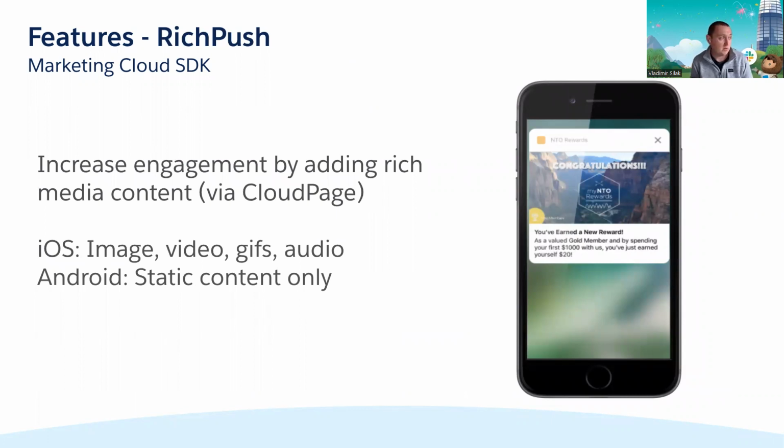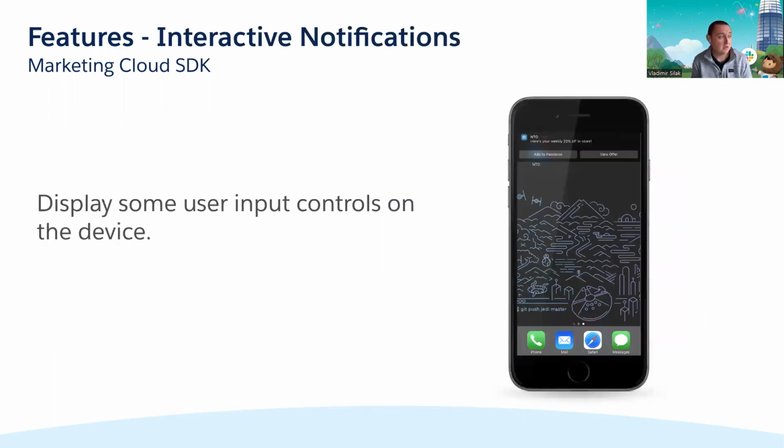Rich push, we spoke about that briefly, but in essence, it's just the ability to add rich media content through the cloud page. So you've got image, video, GIFs, audio. On Android, it's only static content. So there's a difference between different providers, and it's important to keep in mind how they differentiate.